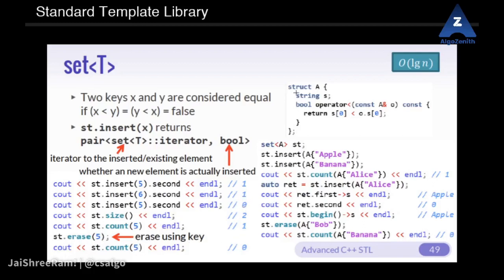So if you want to create custom structures inside the set, you can create a struct with the ordering defined. This is very important, and once you define that for that struct, you can create a custom set of that particular struct's objects as well. So you can insert, you can iterate, you can erase, you can count, and so on, right?